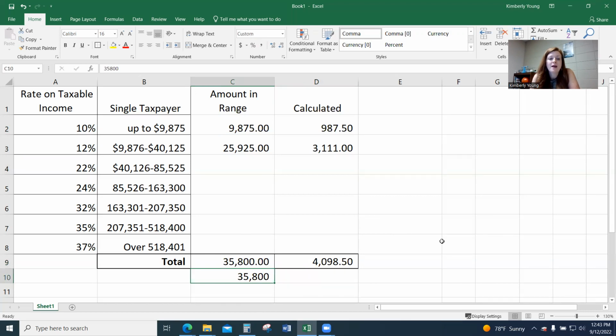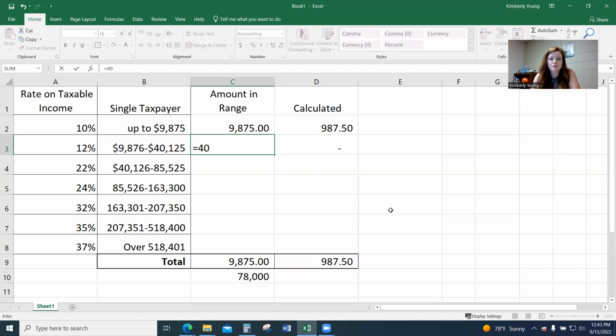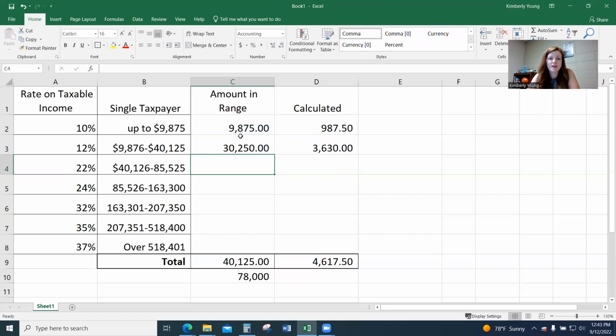Let's say that they made $78,000. Okay, well, in this case, we need to change this up a bit. We did have more than $40,125. So I would take $40,125 minus the $9,875 that I already calculated my taxes on. And at this point, I am accounting for $40,125 worth of my taxable income, but that's not all that I made. So I come into here, and yes, in this range, it captures my 78,000. So I'm gonna take my 78,000. Why not take 85,000? Because I didn't make that much. I don't wanna pay extra in taxes. So I'm gonna take that 78,000.